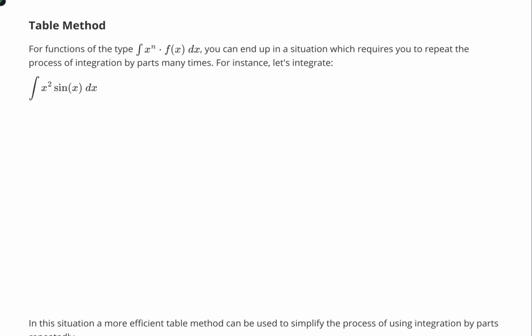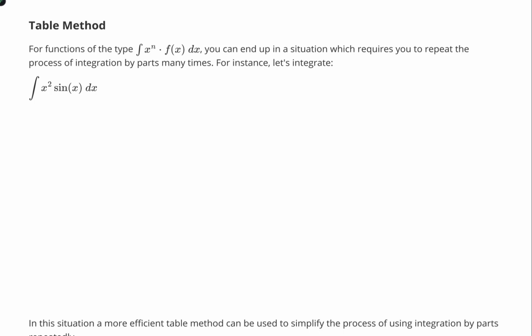The examples that we've looked at so far have all had x times some transcendental function, and most often we used x as the parameter for u. We haven't tried any examples where we used x squared or x cubed or any other value of n as an exponent other than 1. And what happens is you actually end up in a situation which requires you to repeat the process of integration by parts many times over.